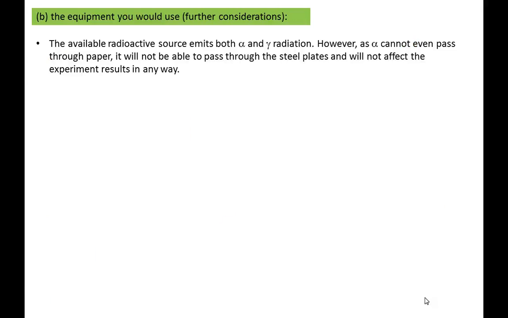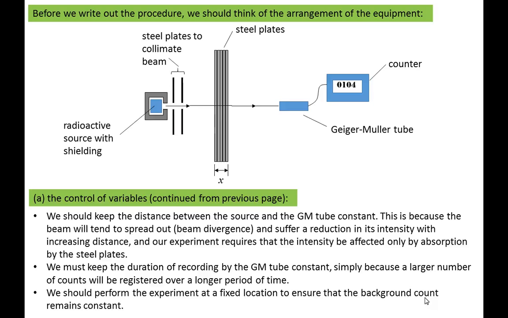Okay, we have to address the fact that the source emits both alpha and gamma, but alpha radiation, helium nuclei, definitely cannot pass through steel, so it's not a concern. Okay, so we now have to think of the apparatus. Properly shielded with the active source, because gamma radiation is dangerous. Because the gamma rays will tend to spread out in all directions, you have some steel plates with a tiny hole in them to try to turn the beam into a parallel beam, right? Okay, this is called collimation, right?